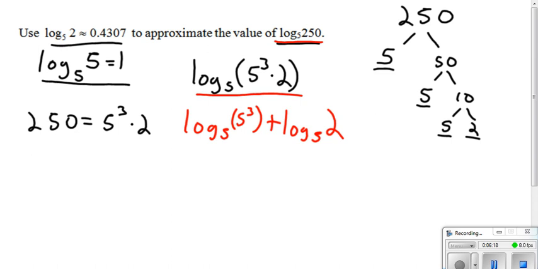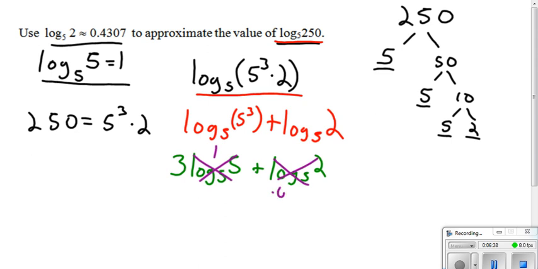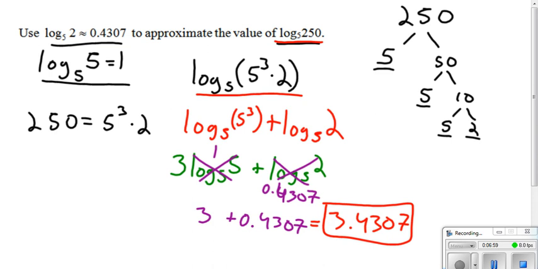Log base 5 of 5 to the third power. Remember, we can bring that 3 out front here and say 3 times log base 5 of 5 plus log base 5 of 2. Now we have all the values that we know, because log base 5 of 5 is 1. Log base 5 of 2 we know is 0.4307. So we have 3 times 1, which is 3, plus 0.4307. So we'd say in the end that it equals 3.4307. So that is our approximation value.